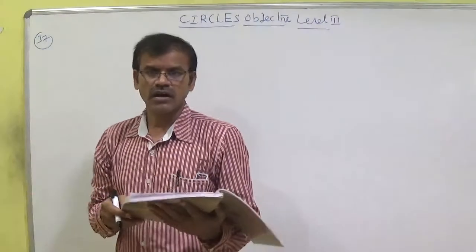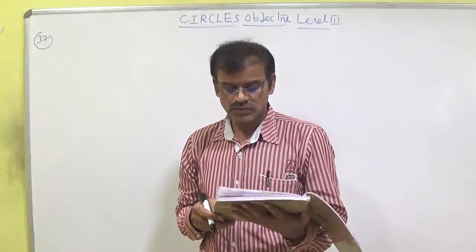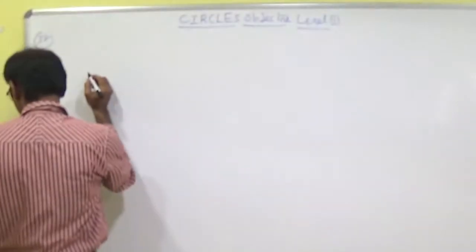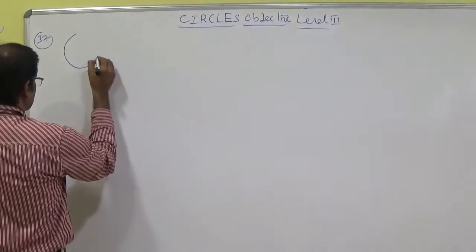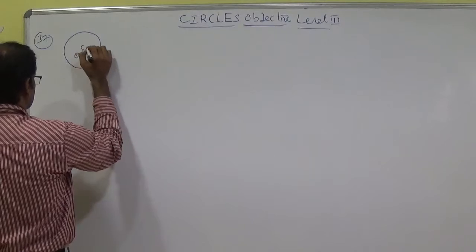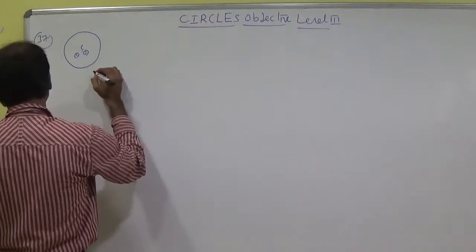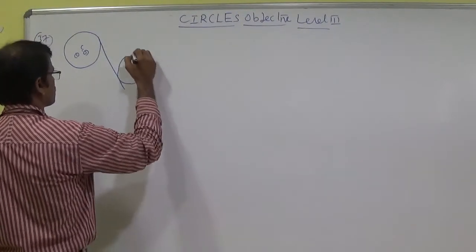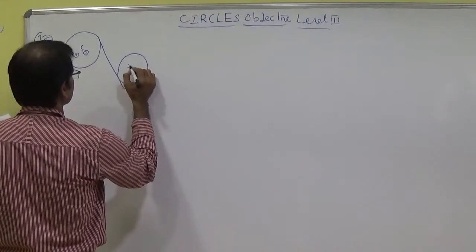If the tangent at P theta to the circle x square plus y square is equal to 4 touches the circle x square plus y square minus 6 root 3 x minus 6 y plus 20 equal to 0, then find one of the values of theta. The first circle has center 0, 0. This is a tangent at P theta touching another circle, this is C2, with center 3 root 3, 3.